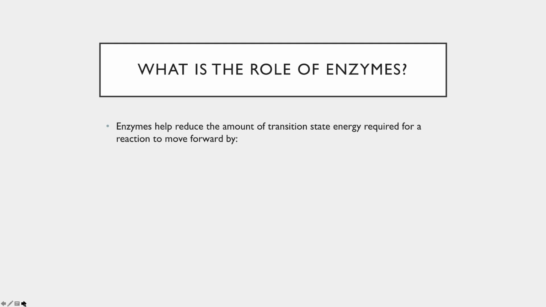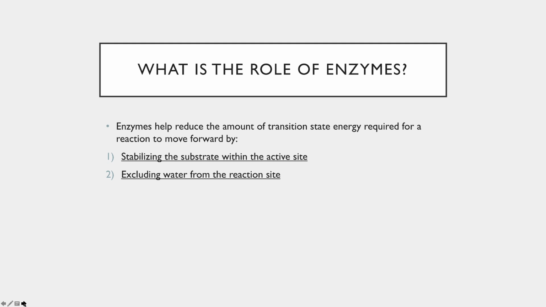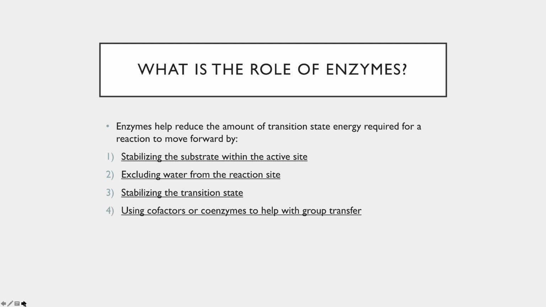So enzymes in general help reduce the amount of transition state energy required for a reaction to move forward. And they do this primarily through the following mechanisms. The first is by stabilizing the substrate within the active site. We've also seen from the previous week that this also increases the substrate concentration in a local area. The active site is adept at excluding water from the area, as well as stabilizing the transition state of the reactants. And we've also seen how enzymes use cofactors or coenzymes to help with the transfer of an intermediary group.